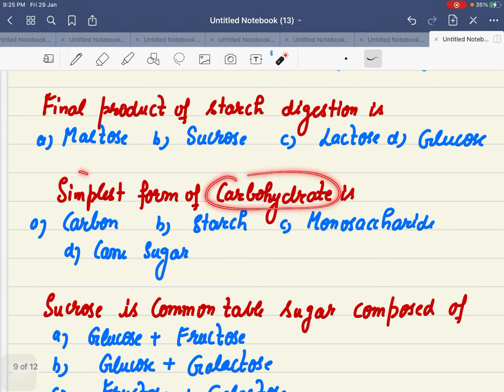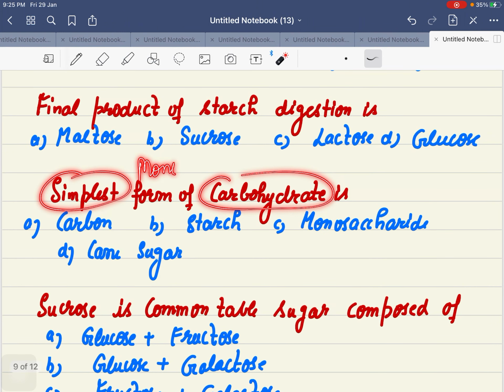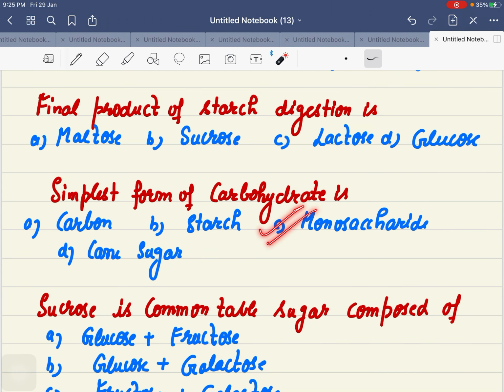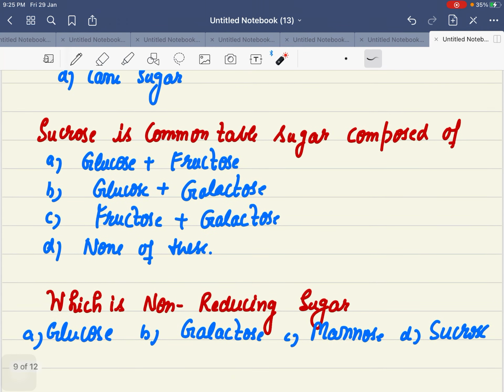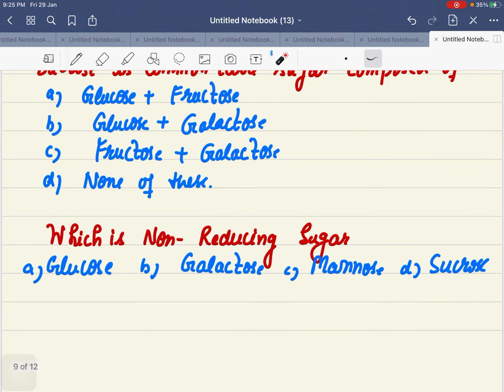Simplest form of carbohydrate: you can take this question as the monomeric form. The simplest form, obviously, is the monomer of carbohydrate. What are they made up of? Monosaccharides. Sucrose is common table sugar. What is it made up of? Glucose and fructose.